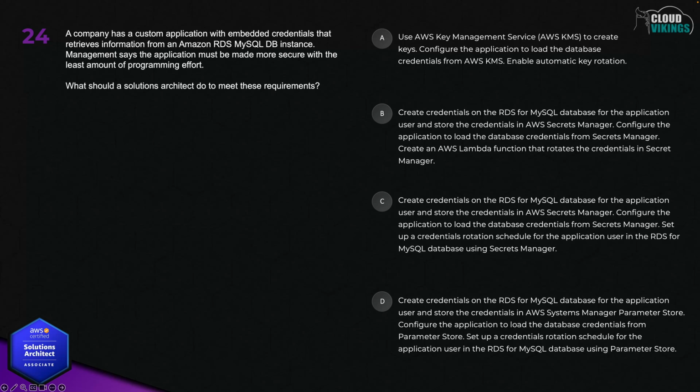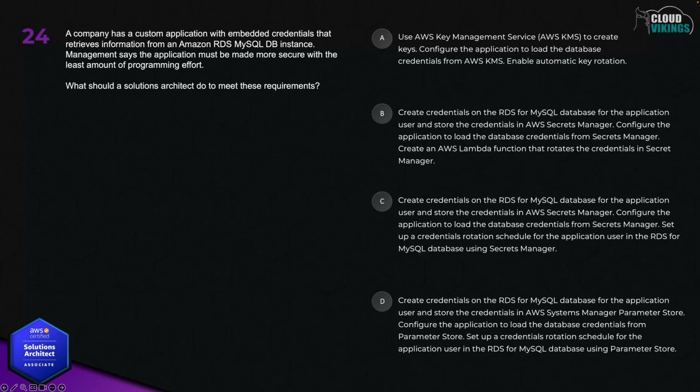D. Create credentials on the RDS for MySQL database for the application user and store the credentials in AWS Systems Manager Parameter Store. Configure the application to load the database credentials from Parameter Store. Set up a credentials rotation schedule for the application user in the RDS for MySQL database using Parameter Store.